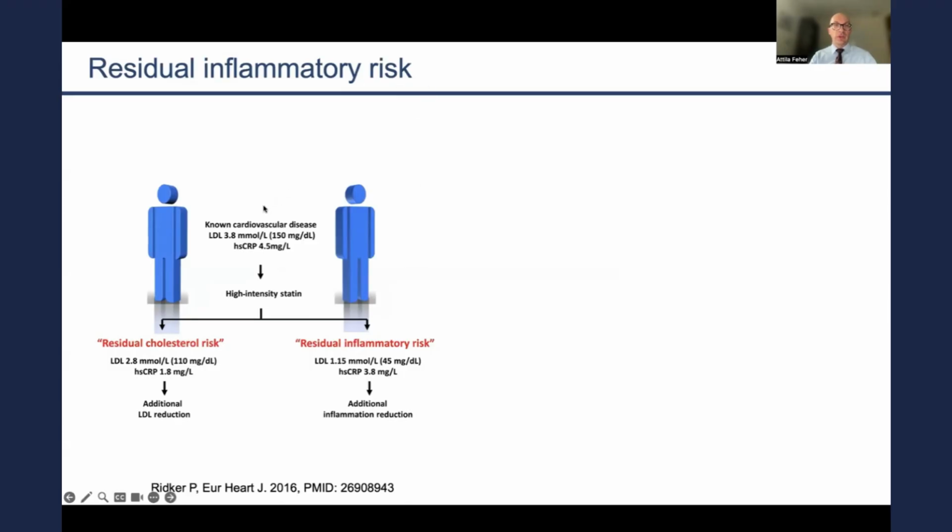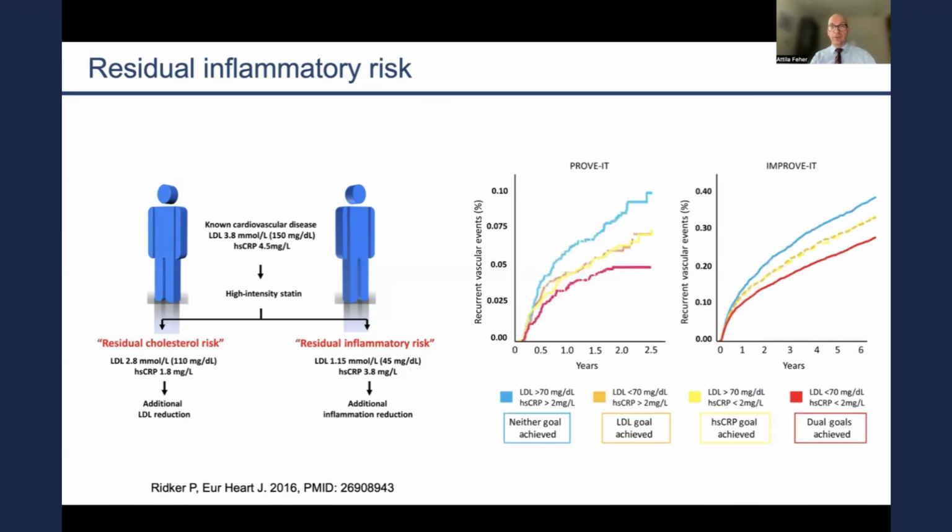If you have a patient who has high LDL and high CRP, you put them on high intensity statins, some of these patients will have remaining elevated cholesterol. With residual cholesterol risk, these patients need additional LDL reduction. On the other hand, there are patients, such as these autoimmune patients, who have residual inflammatory risk. Despite being on statins, their CRP remains high and they need additional inflammation reduction.